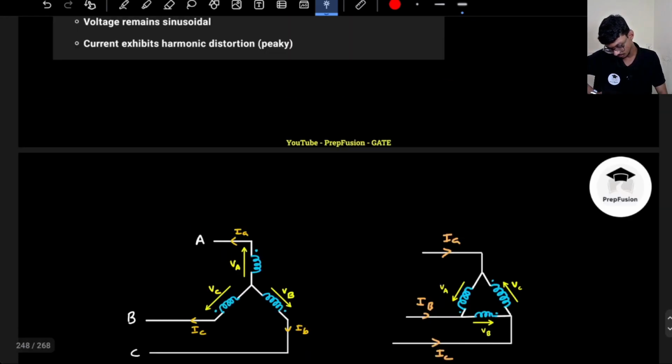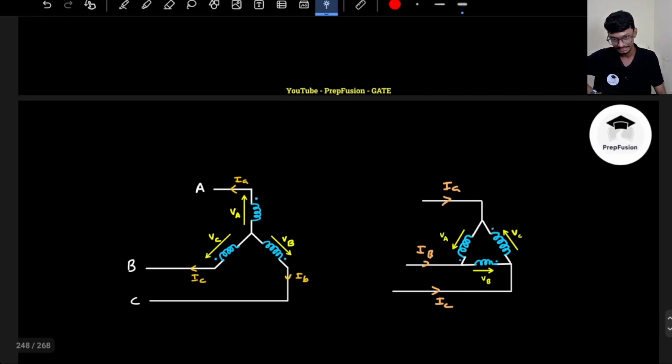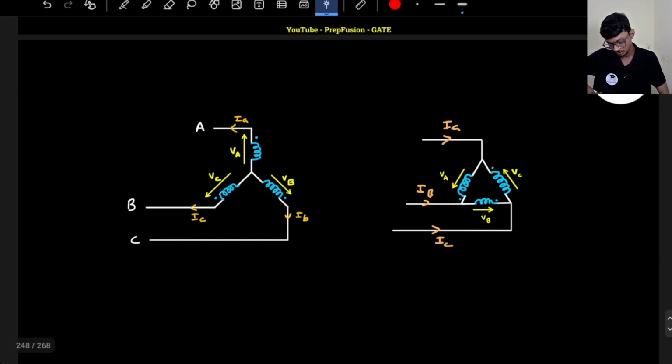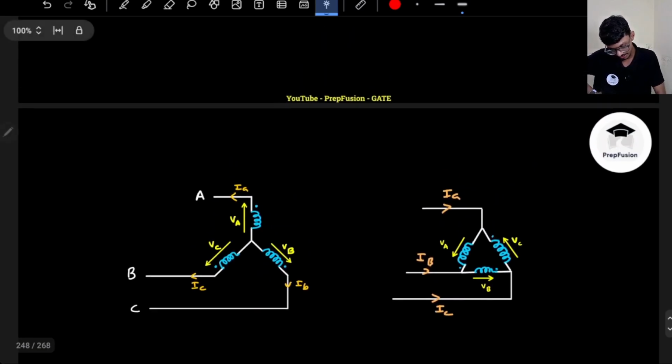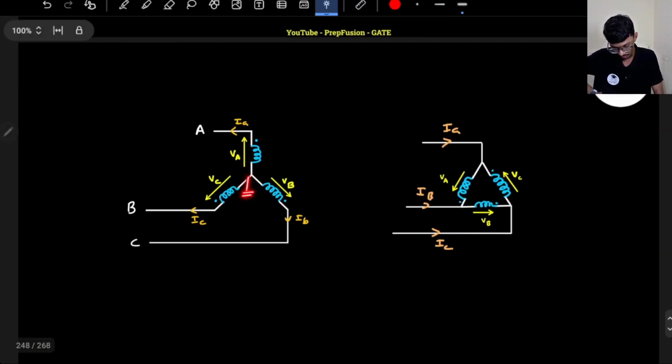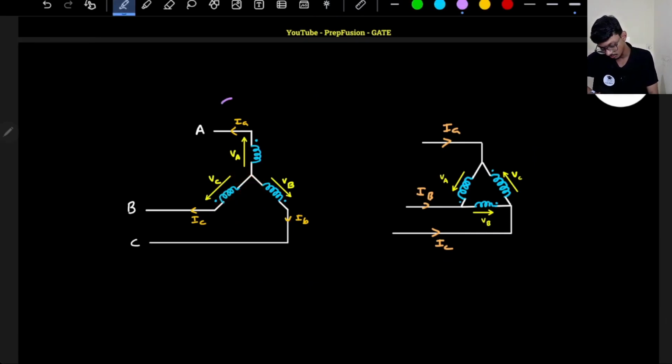Now let's come to the star delta. So what will happen in the star delta? Again the same thing. Here the neutral is not connected, it is not grounded. So I know the magnetizing current Im will be purely sinusoidal.